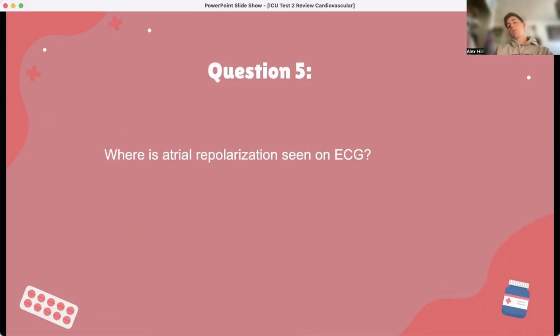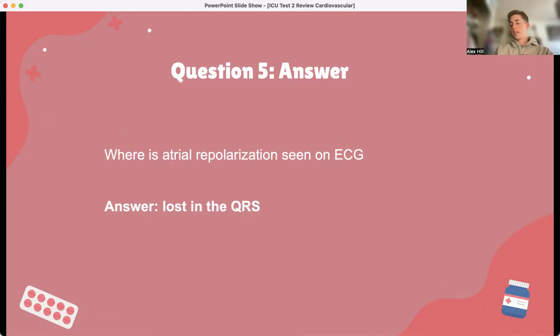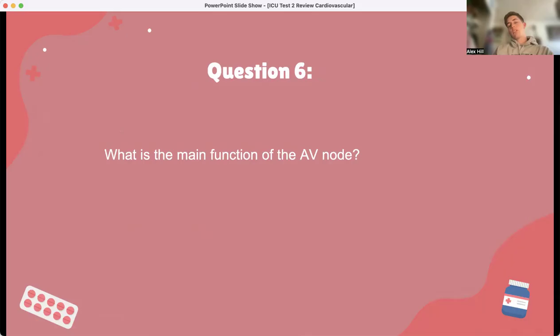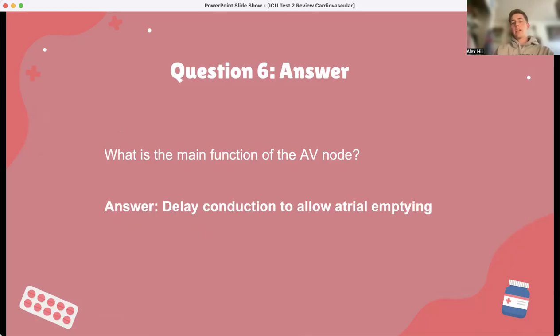Where is atrial repolarization seen on the ECG? Trick question, it's not seen because it's lost in the QRS complex. What is the main function of the AV node? Is to delay the conduction, right? To allow those atria to contract.